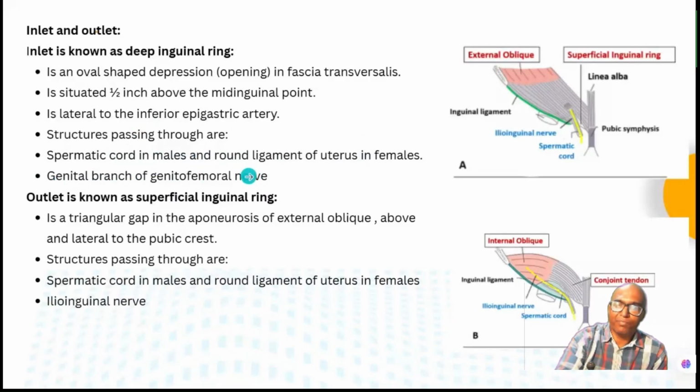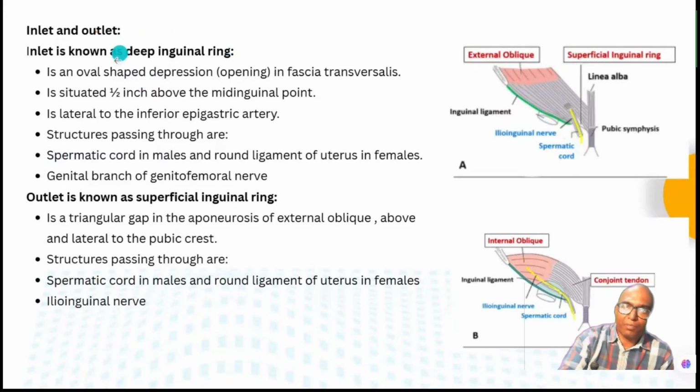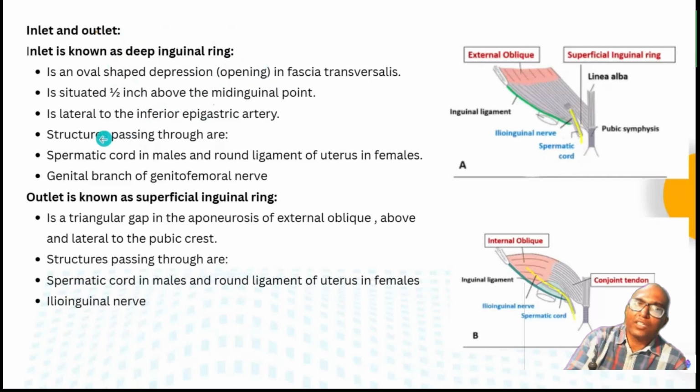This is a very frequently asked single best answer question about the deep inguinal ring. Which structure passes through the deep inguinal ring? The spermatic cord in males, the round ligament in females, and the genital branch of the genitofemoral nerve. Okay, the genital branch of the genitofemoral nerve will pass through the deep inguinal ring.